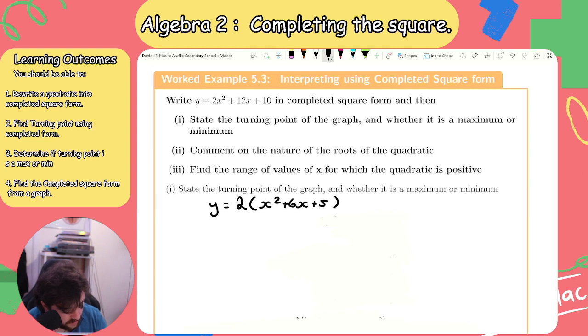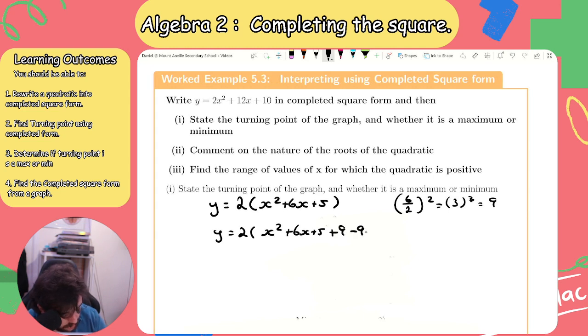Then half the coefficient of x and square it. So (6 over 2) squared is going to give me 3 squared, which is equal to 9. So y is equal to 2 times (x squared plus 6x plus 5). Add 9 and then subtract 9. Isolate the perfect square. So 2 times (x squared plus 6x, and remember, I'm going to get this positive 9 here, and I'm going to have a plus 5 minus 9.